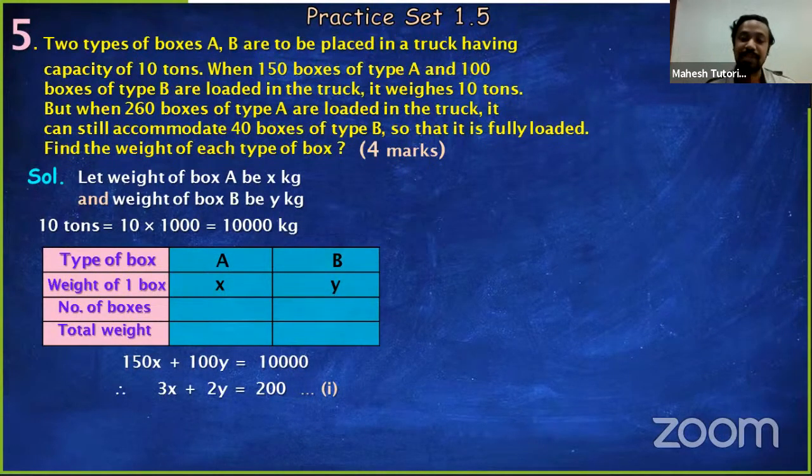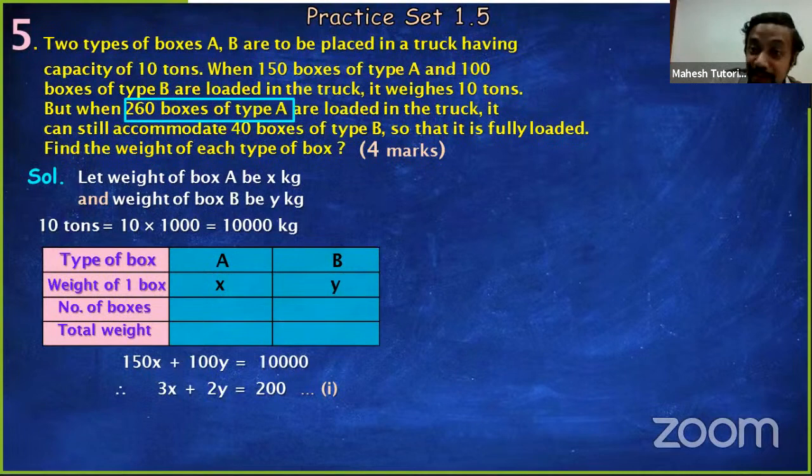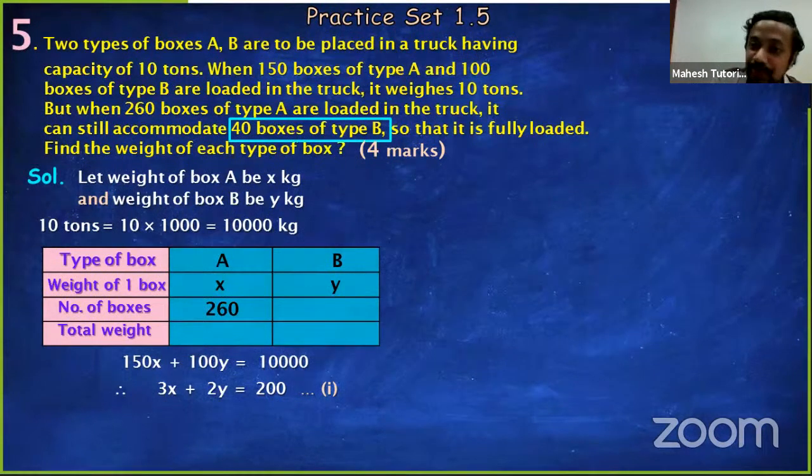Now students, if you have understood the formation of the first equation, the second condition is exactly the same. So let us see how we are going to frame the second equation based on the second condition given in the question. As per the second condition, we are going to take the help of the same table where the types of boxes have been mentioned, that is A and B. Weight of one box of type A is x kg. Weight of one box of type B is y kg. Now, considering the number of boxes given in the second condition, the second condition includes 260 boxes of type A and 40 boxes of type B.